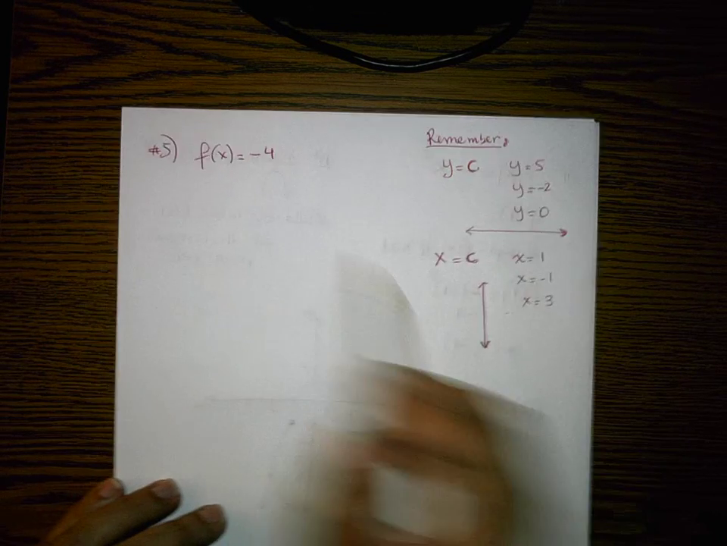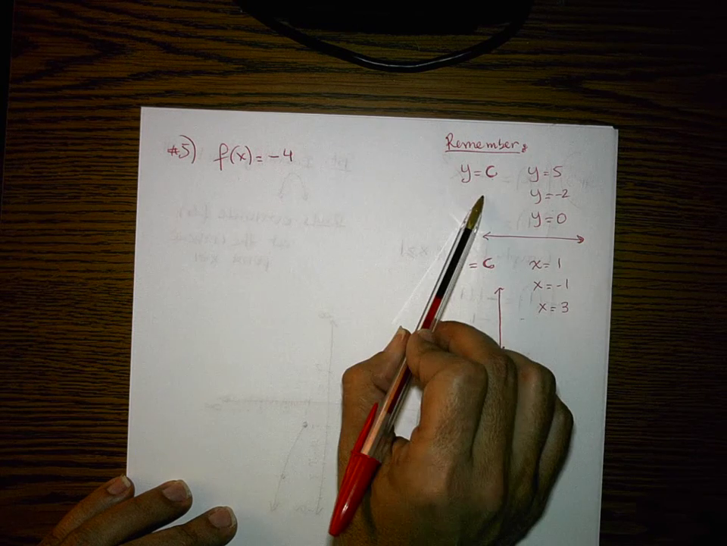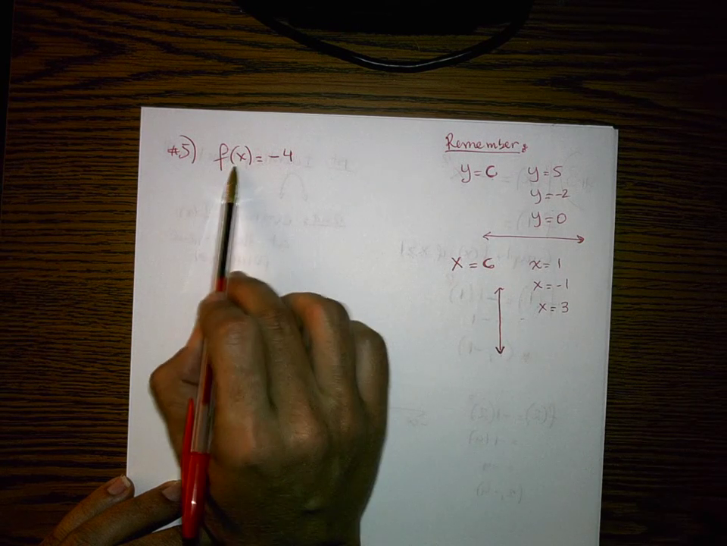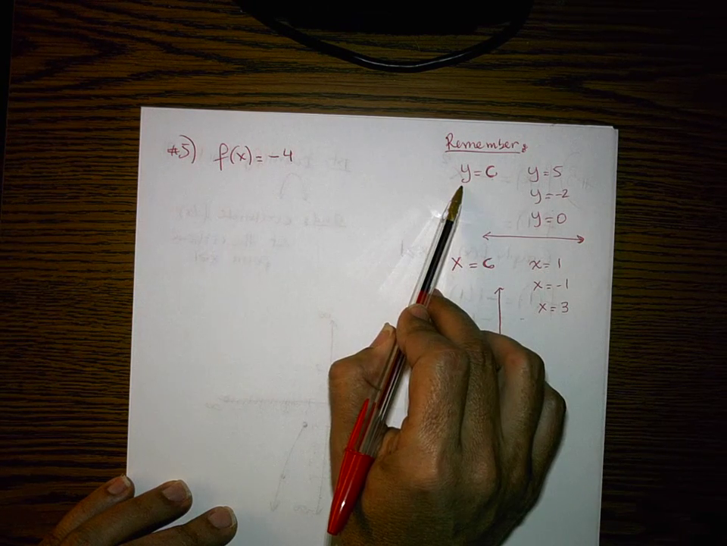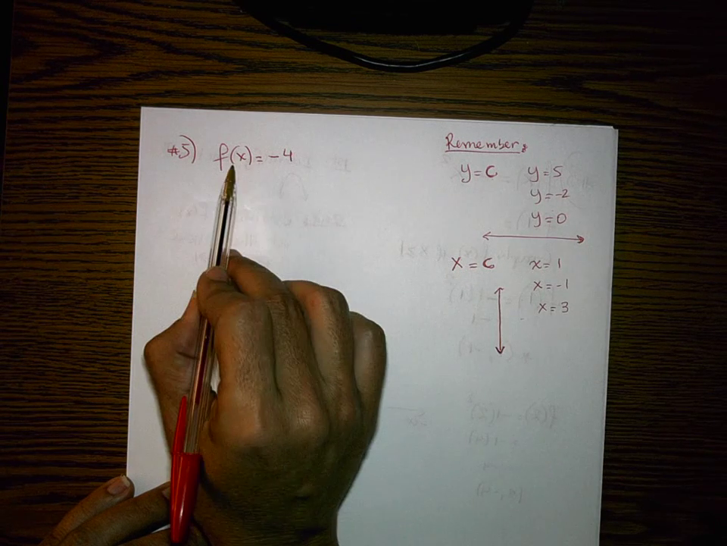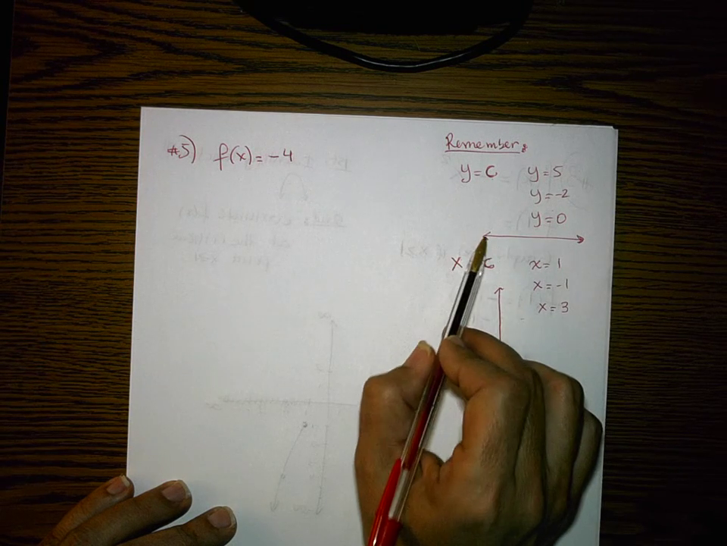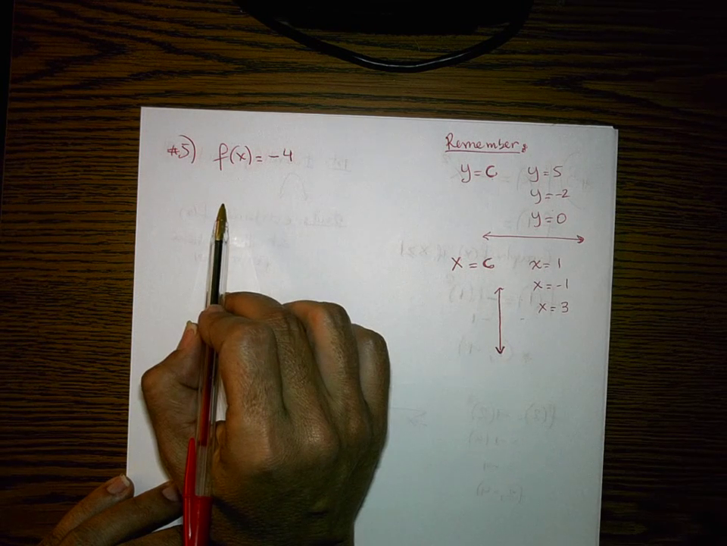So when I look at this, I immediately remember that this is one of these functions right here. Remember, f of x and y are used interchangeably. They mean the same thing. So this is nothing but y equals -4, which would be a horizontal line like that. But then there's a restriction.